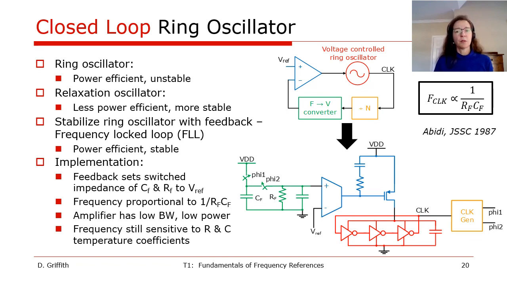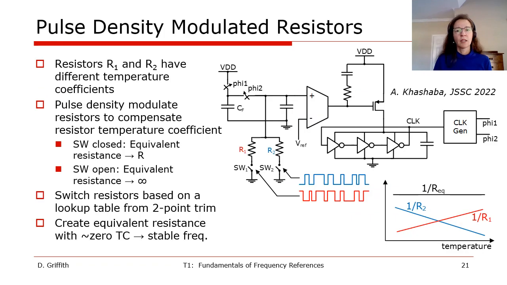The advantage of this approach is that the feedback loop has a low bandwidth so that the amplifier can have low power consumption. However, the frequency is still sensitive to the resistor and capacitor temperature coefficients. So in all of the oscillators shown so far, the frequency stability is a function of the resistor and capacitor TCs. Usually metal capacitors are available in a process node, and they have low variation with temperature, but the resistors may not. One option is to make a composite resistor with resistors having opposite temperature coefficients to approximate a resistor with a 0 temperature coefficient.